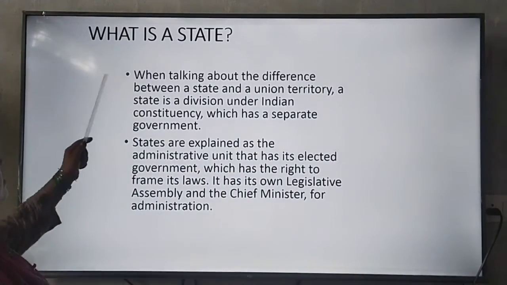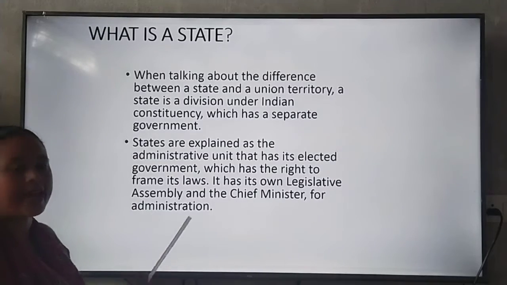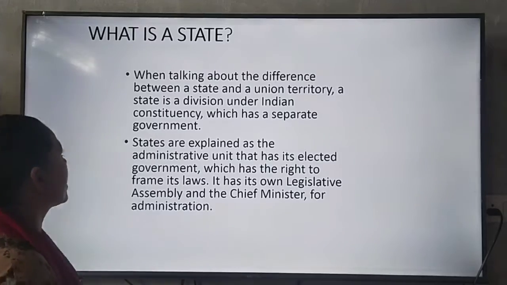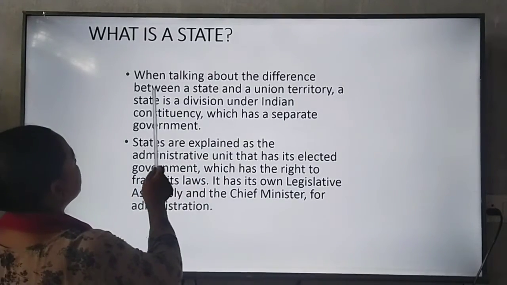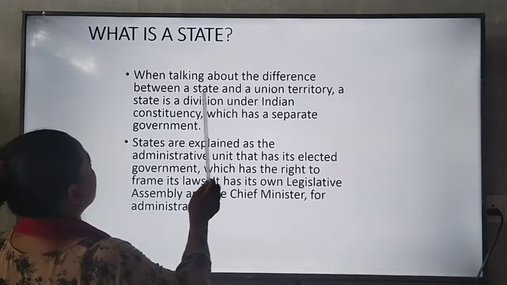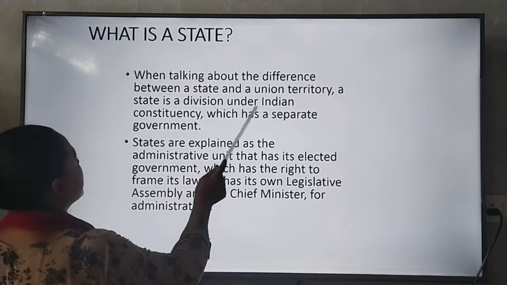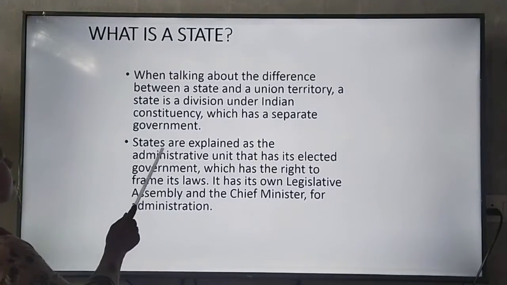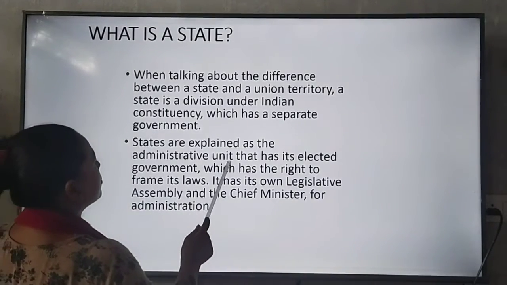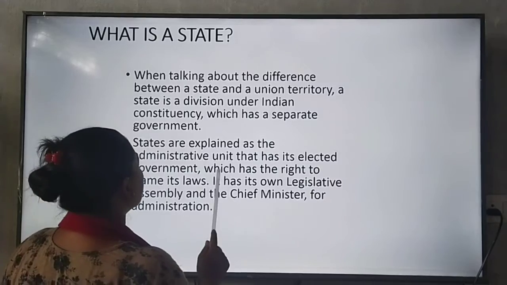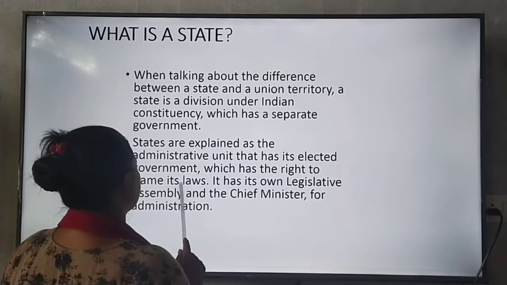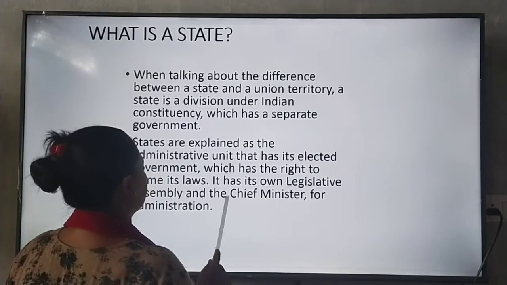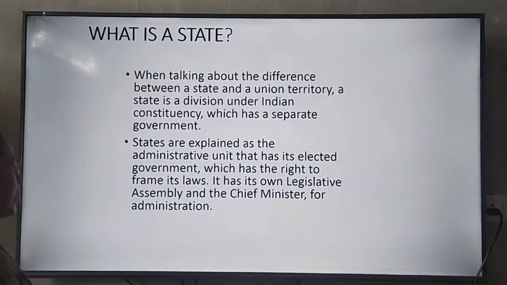Now next, what is a state? First of all, let us understand what is a state and what is a union territory. When we are talking about the difference between a state and a union territory, a state is a division under Indian Constitution which has a separate government. States are explained as the administrative unit that has its elected government which has the right to frame its laws. It has its own legislative assembly and the chief minister for administration.